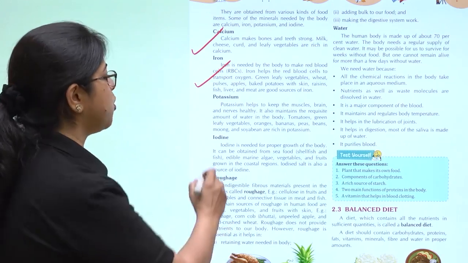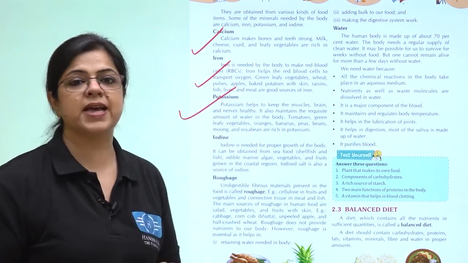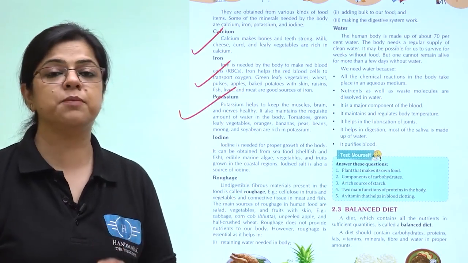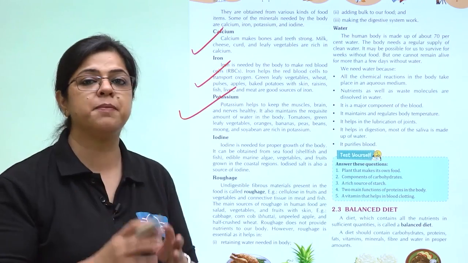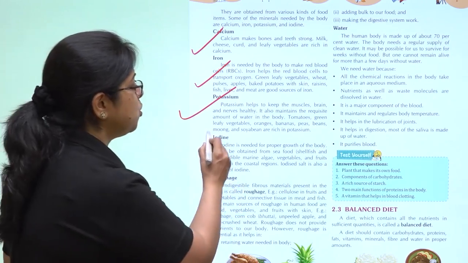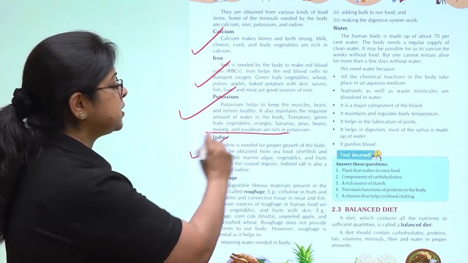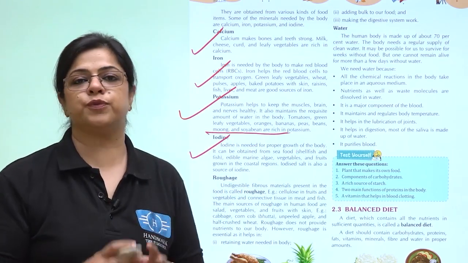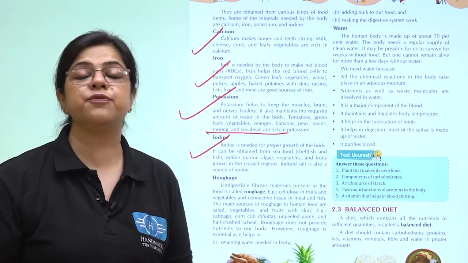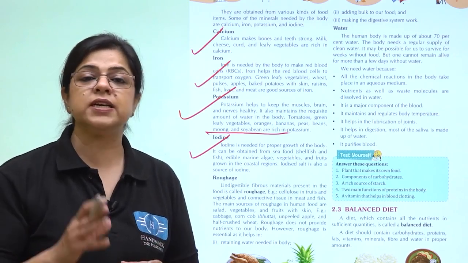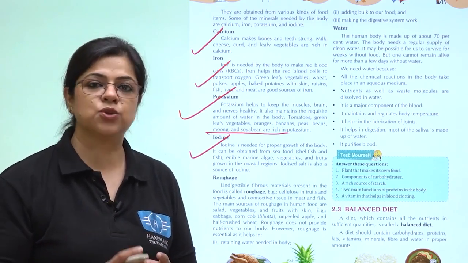Potassium is very important to keep the muscles, brains and nerves healthy. It is also important for maintaining the water balance inside the body. Moong, soya bean, etc. are rich sources of protein. Iodine is needed for the proper growth of the body. Iodine is richly found in seafood. Iodine is also found in iodized salts.